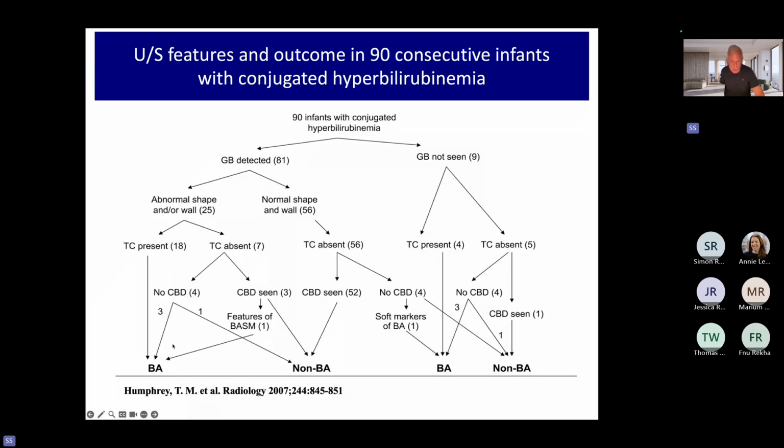Of those where the triangular cord sign was absent, 1 had biliary atresia. So, to put it in a nutshell, if the gallbladder is seen and it's normal, you're unlikely to have biliary atresia. If the triangular cord sign is absent, then you almost never see biliary atresia, although very, very rarely. So this gives you an idea. Look at the common bile duct, look at the gallbladder. If the common bile duct looks normal and the gallbladder looks normal, you're probably okay.